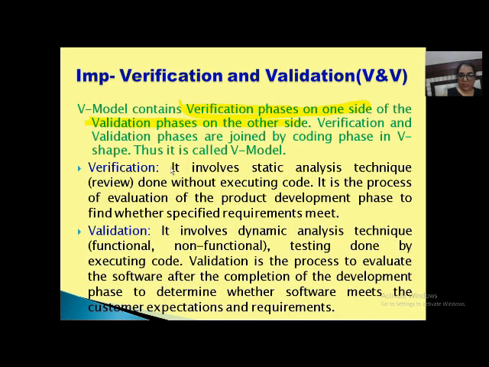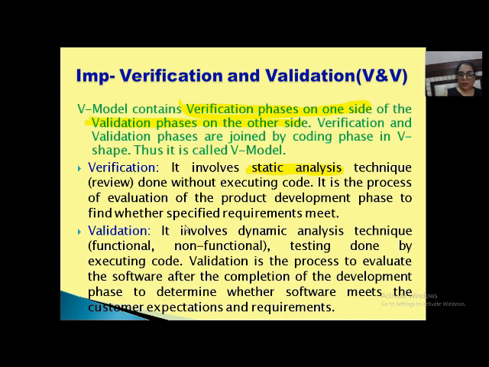Now verification involves a static analysis technique, that is, reviews done without executing the code. Here you are doing only static analysis. You have your business requirement specifications and software requirement specifications ready, and the project team is simply reviewing those requirements. It is the process of evaluating the product development phase to find whether the specified requirements are met or not.